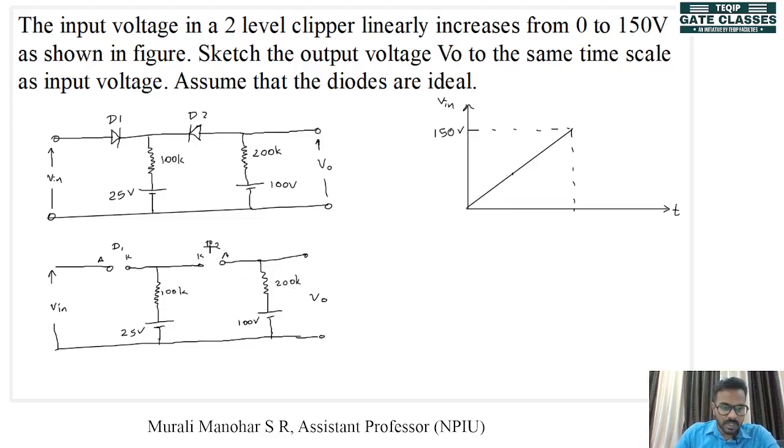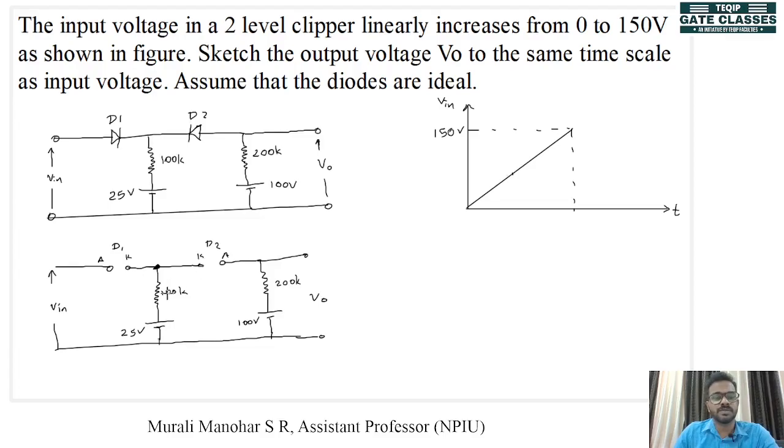Now when we look at diode D1, its cathode is connected to some voltage here. We don't know that voltage yet. If we want to know this voltage, we need to check D2 first. So when we look at D2, the anode of D2 is now connected to 100 volt and the cathode of D2 is now connected to 25 volt. So what will be the case of D2? Is it forward biased or reverse biased?